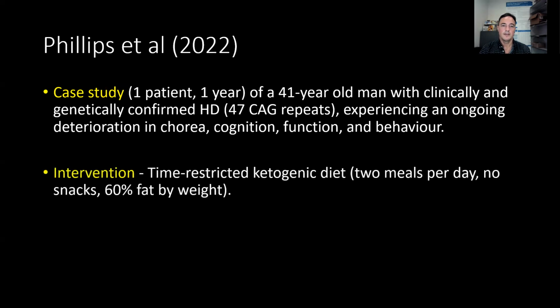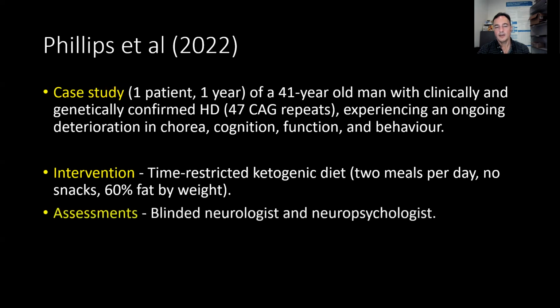So the intervention in this case, we changed it a little bit for him. It was a time-restricted ketogenic diet. So we combined fasting and ketogenic diet in this metabolic strategy: two meals a day, no snacks, 60% fat by weight. So a relatively short fast, but it ensured that we gave the body lots of time, 22 hours every day, where there was no food coming in. And when he did eat, it was a mild to moderate ketogenic diet.